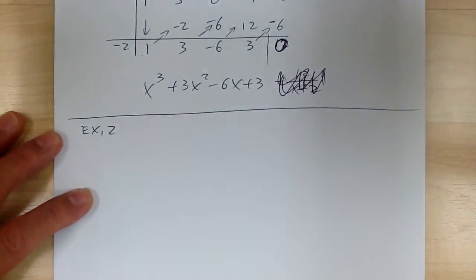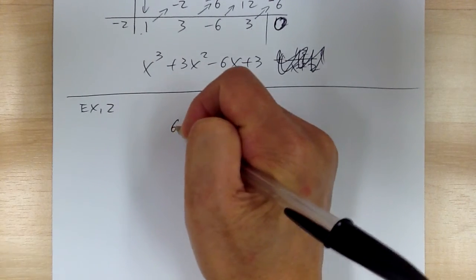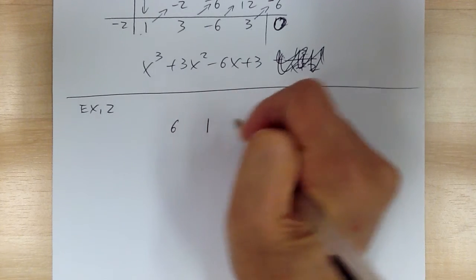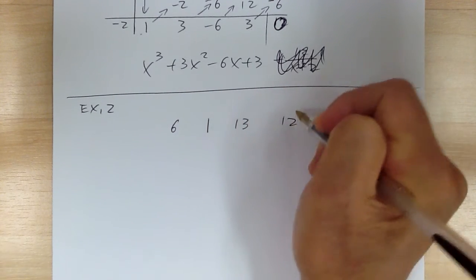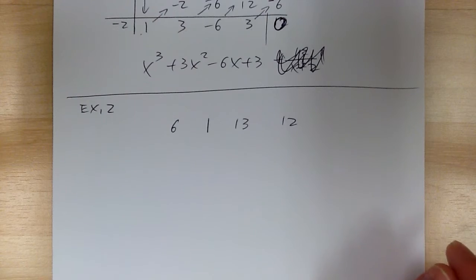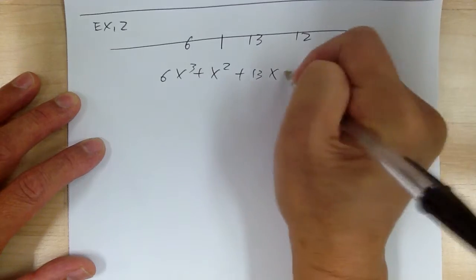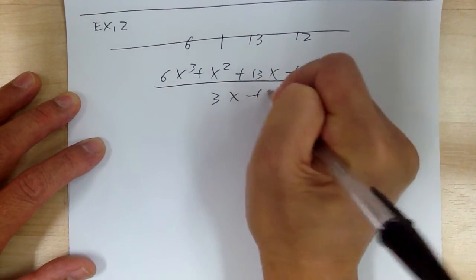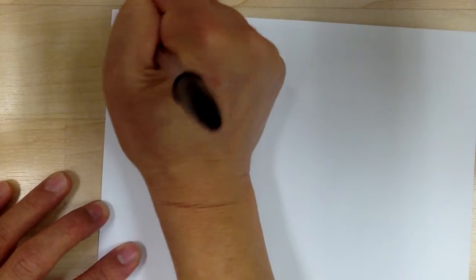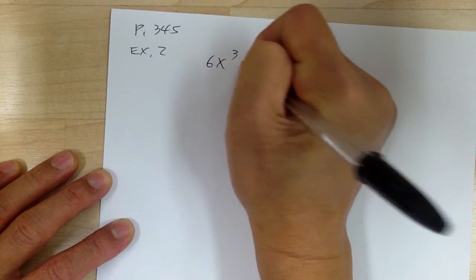Now when you're doing the homework, you don't have to copy down the problem. You can just write down the coefficients already: 6, 1, 13, 12. Okay, we have a problem here. Back up. So you have 6x cubed plus x squared plus 13x plus 12 divided by 3x plus 2. I'm going to need more space, so I'm going to do it on this one. Page 345, example 2. So you have this problem.